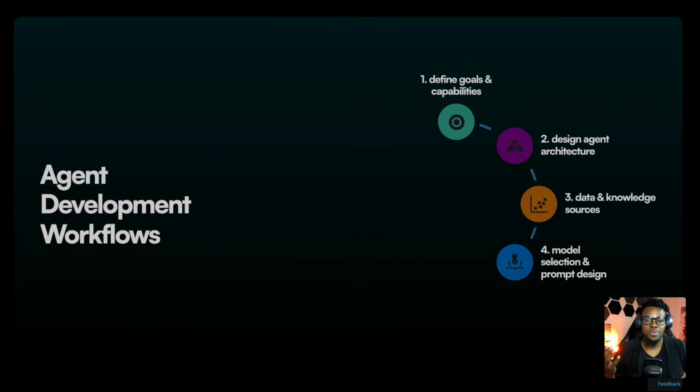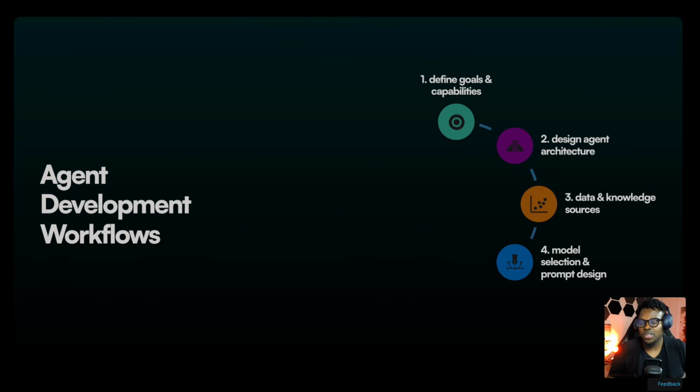Okay, so next we have the model selection and prompt design. So here is where we pick the brain of the agent. So step 4, model selection and prompt design. This is where you choose what foundation model, for example, you want your agent to use. Is it a Gemini model, a Claude model, an OpenAI GPT model, or maybe a Grok model, for example? Each has different strengths in terms of reasoning, in terms of speed and cost.